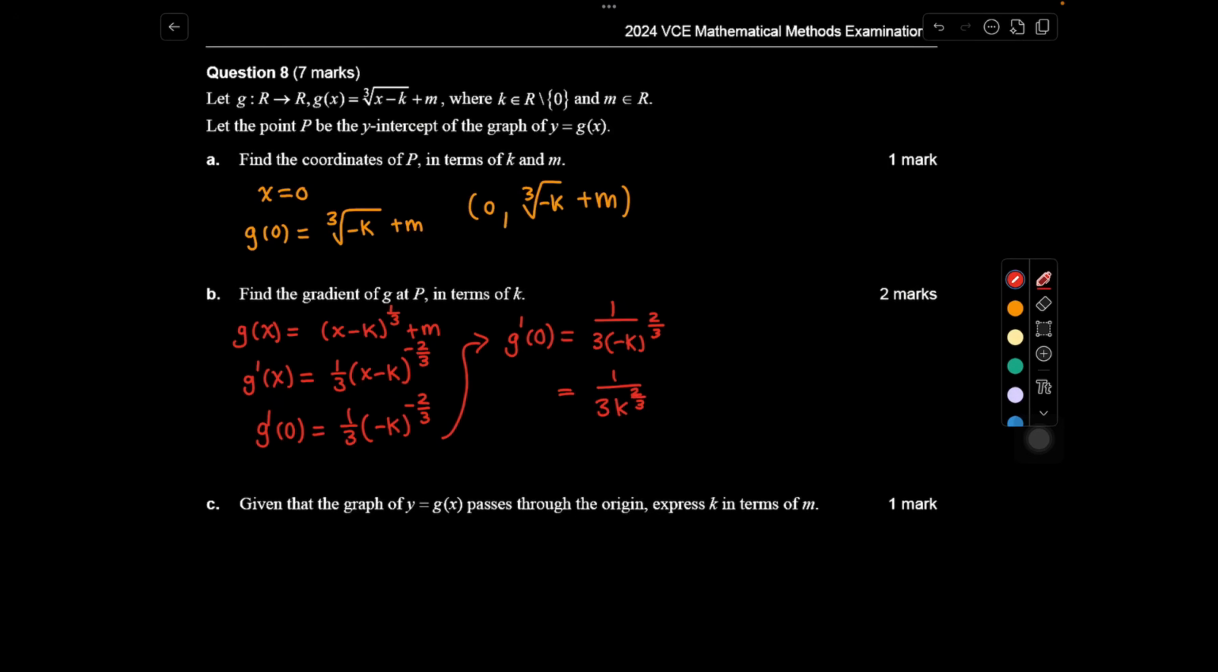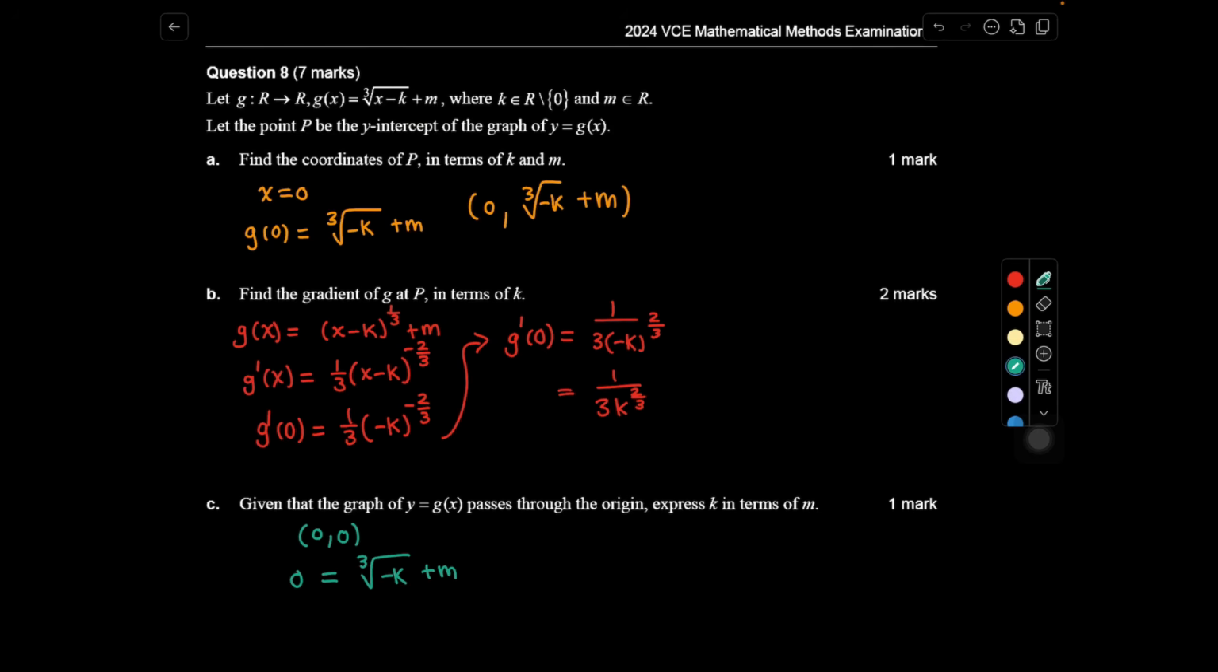The next part says, given that the graph of y equals g of x passes through the origin, express k in terms of m. So if it passes through the origin, we know it goes through this. So you just set it equal to 0, and then put 0 into our graph as well.